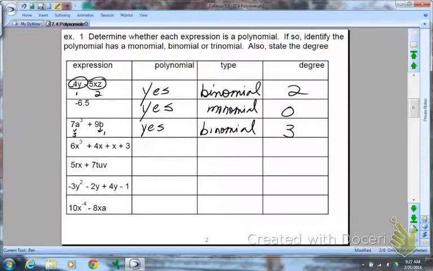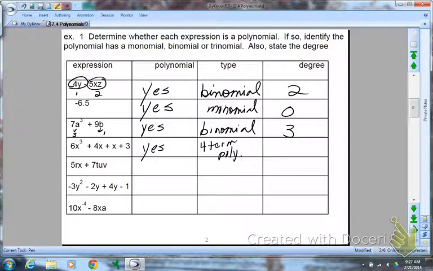The next one, how many terms are in this polynomial? It's a 4. First, is it a polynomial? Yes. And it's a 4-term polynomial. Is there a special word? No, we just call it a polynomial. You can say a 4-term polynomial, but there's really no special name for it.